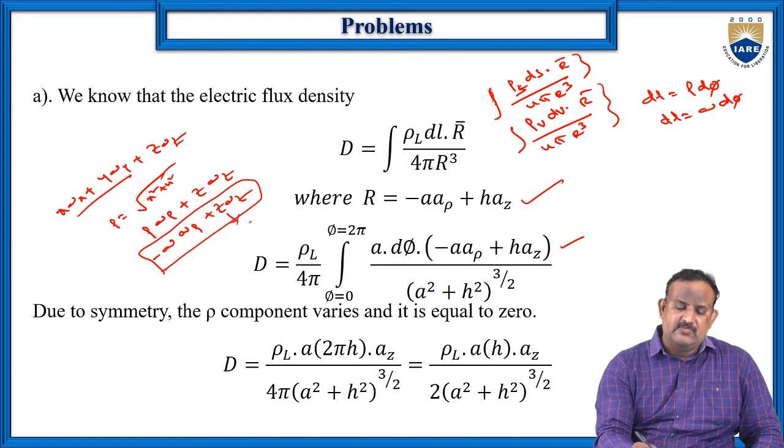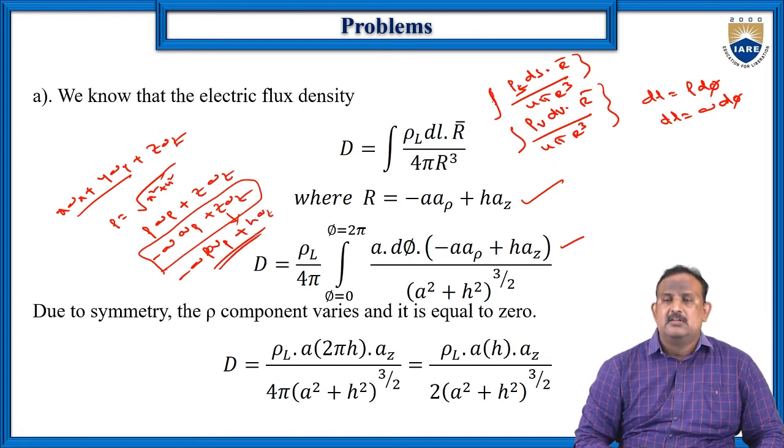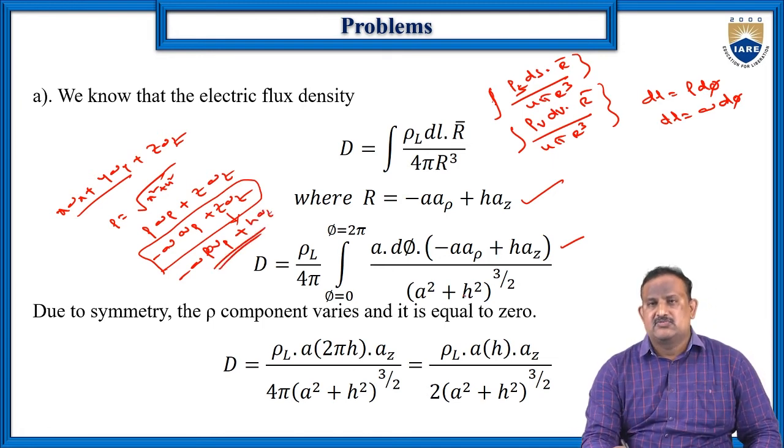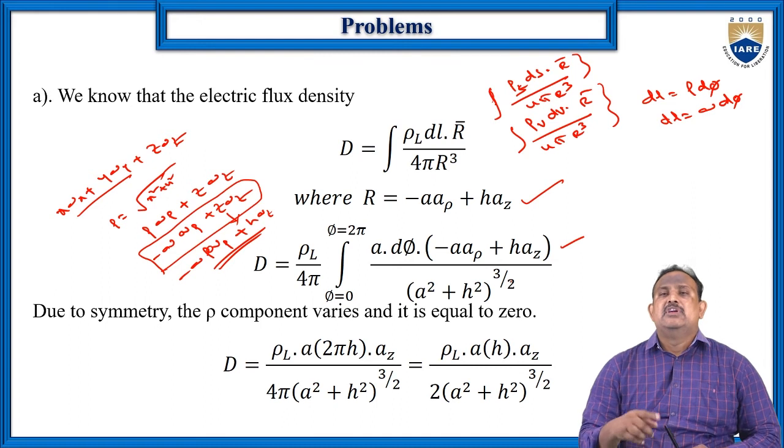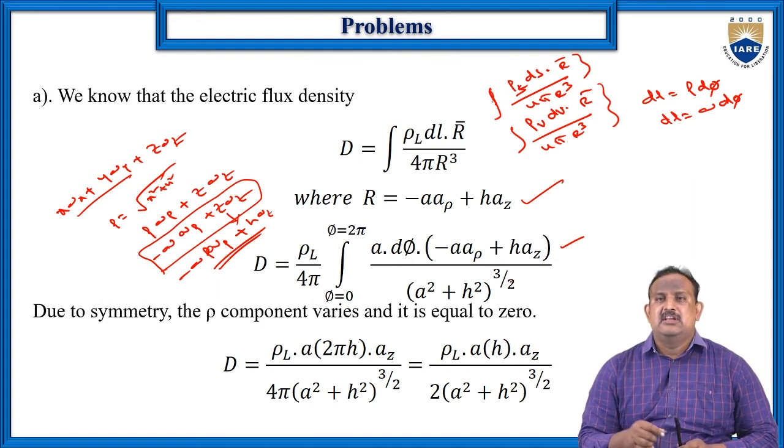So here h is the length along the z axis. Therefore, here we can write minus a into a_rho plus h a_z. Therefore, here the distance is a square plus h square whole power 3 by 2. Next, due to the symmetry, here a_rho equal to 0. Due to the symmetry, we can substitute a_rho equal to 0.